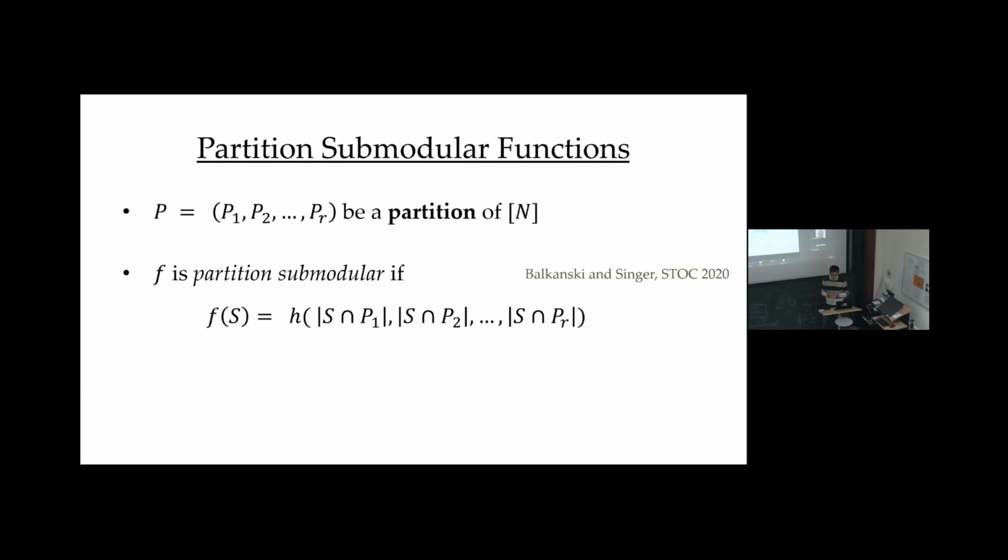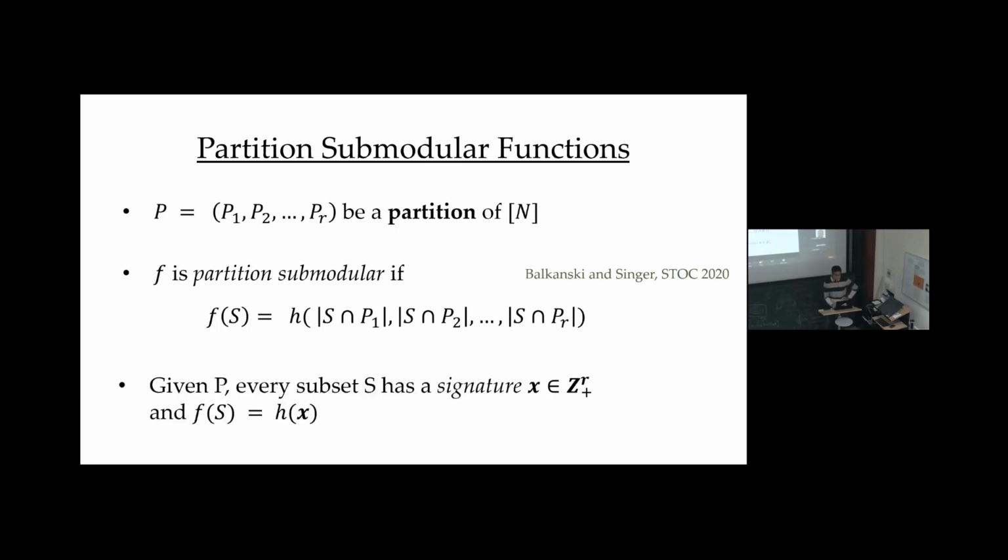These functions were introduced by Balkanski-Singer and were used for proving lower bounds. And we'll see how they're helpful. In general, any subset S has a signature with respect to this partition. It's basically x_i counting how many elements from the part P_i S contains. So f of S is going to be equal to h of this integer vector x, and we're going to now talk about these h vectors. Okay, so that's a partition submodular function. And in general, if the partition is just into trivial singletons, it captures all submodular functions.